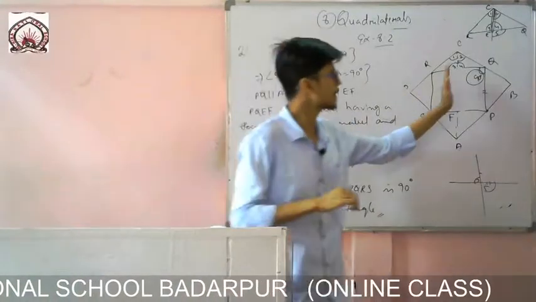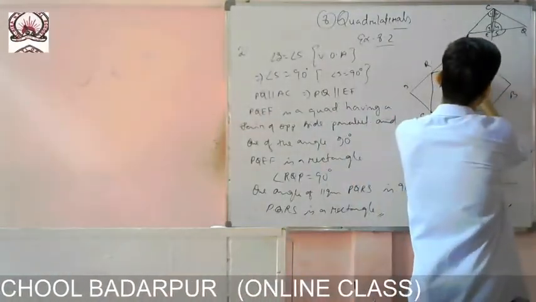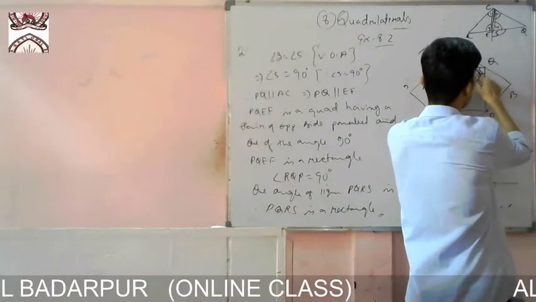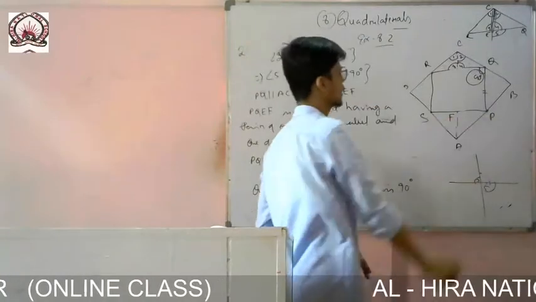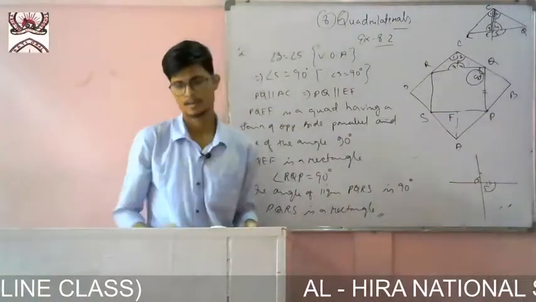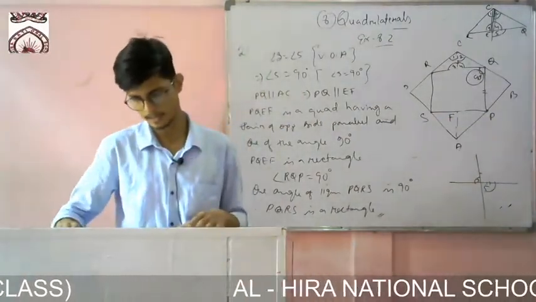And if this part is a rectangle, that means if this angle is 90 degrees, then this one also will be 90. And if this one is 90, then the whole quadrilateral PQRS is a rectangle. Okay.